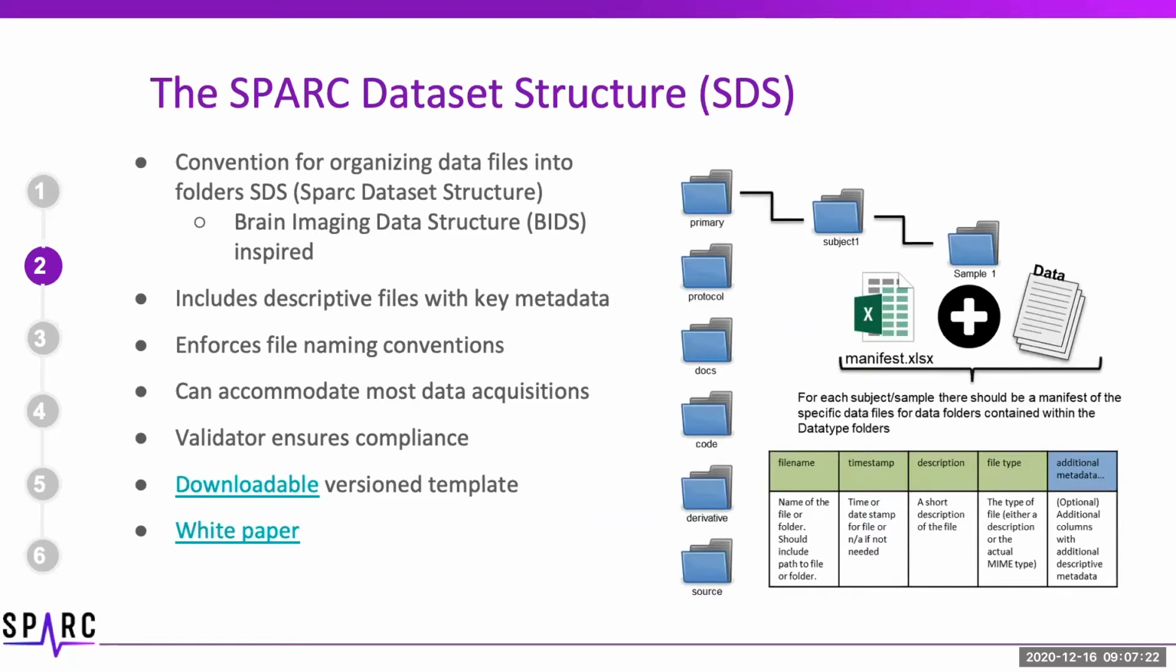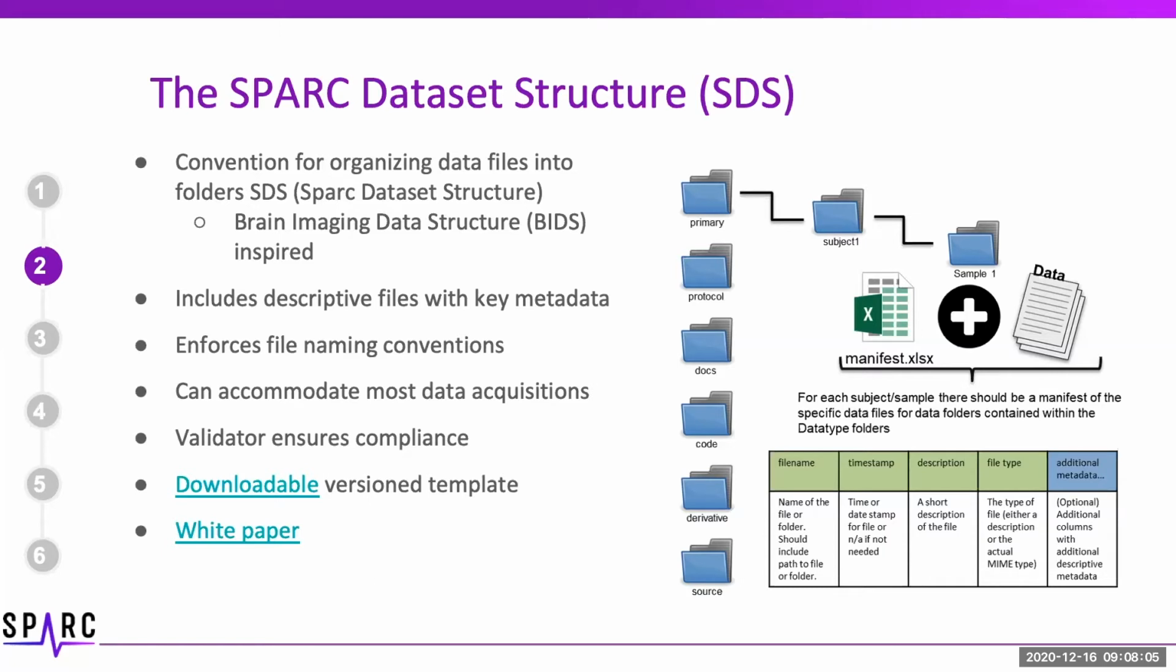To date, SPARC has been curating data to 2 primary standards developed by the SPARC consortium. The first one, the Minimal Information Specification, MIS, is a semantic metadata scheme capturing key experimental and dataset details. The second one, the SPARC Dataset Structure, SDS, a file and metadata organizational scheme, is inspired by the Brain Imaging Data Structure, BIDS, and was developed by the neuroimaging community.